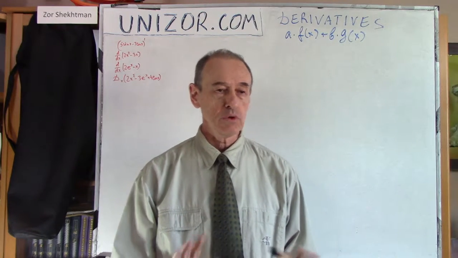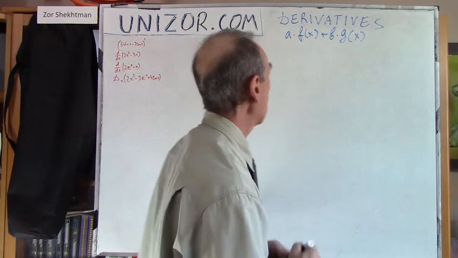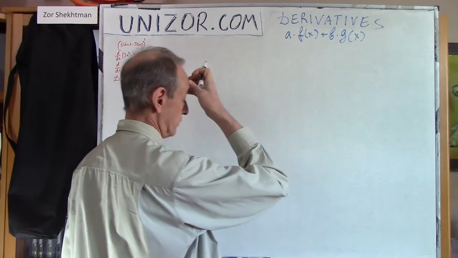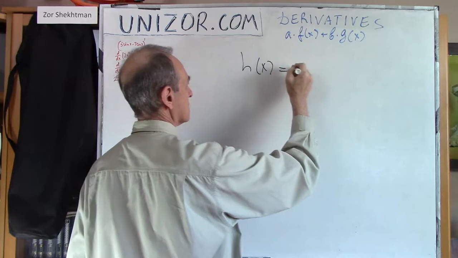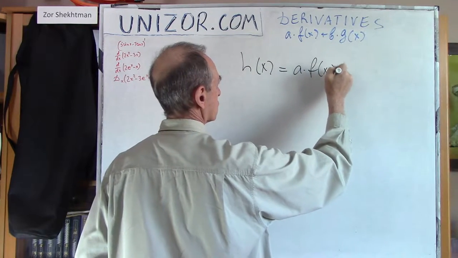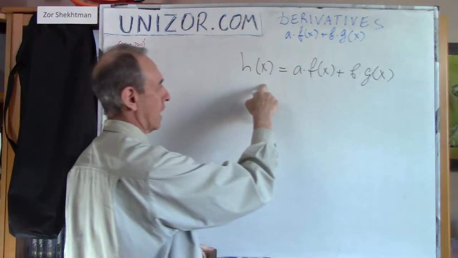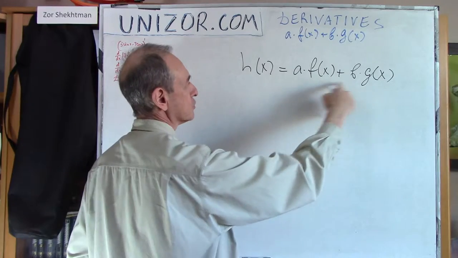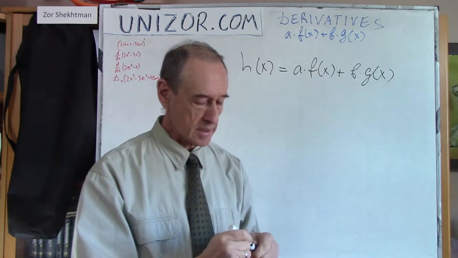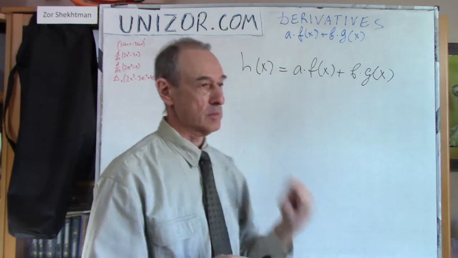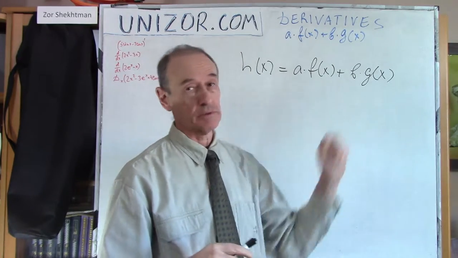Now, today we will talk about properties of derivatives. In particular, how to take derivative of a function which is a linear combination of other functions. So let's consider you have a function h of x, which is a linear combination of two other functions, f at x and g at x. And my purpose right now is to have a derivative of function h in terms of derivatives of function f and g.